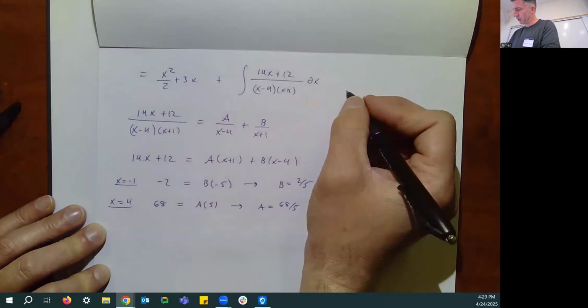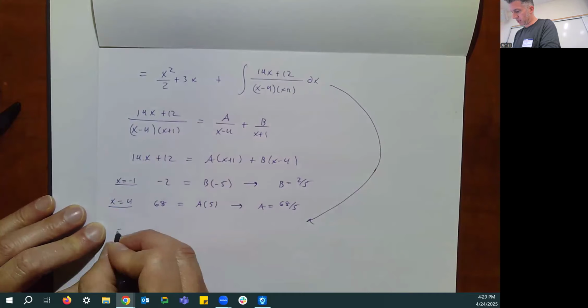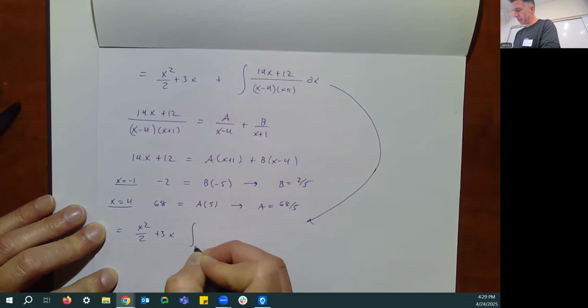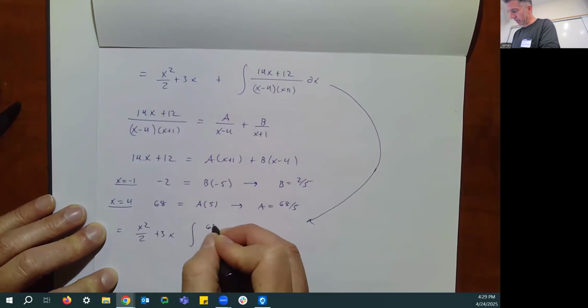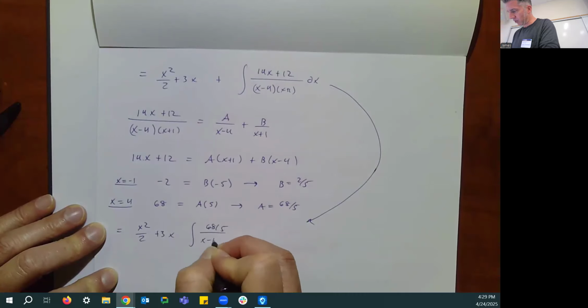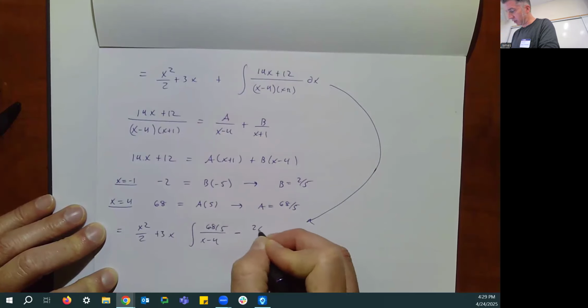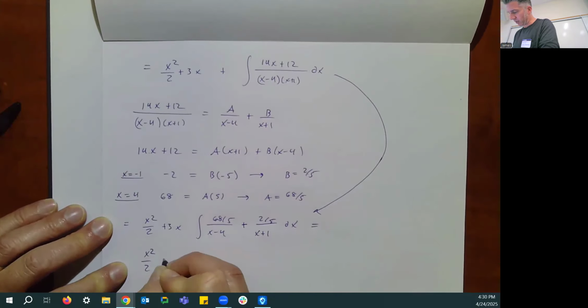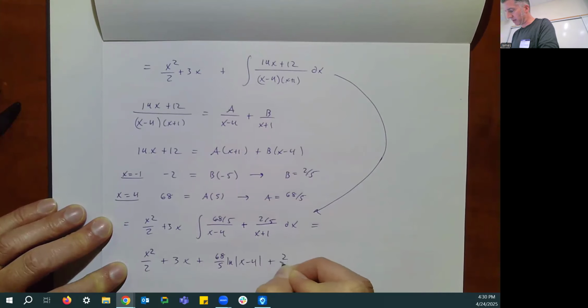So then our answer is equal to x squared over 2 plus 3x plus the integral of 68/5 over x minus 4, plus, that's a plus, not a minus, 2/5 over x plus 1. And then we can easily integrate that. We get x squared over 2 plus 3x plus 68/5 natural log of the absolute value of x minus 4 plus 2/5 natural log of the absolute value of x plus 1 plus C.